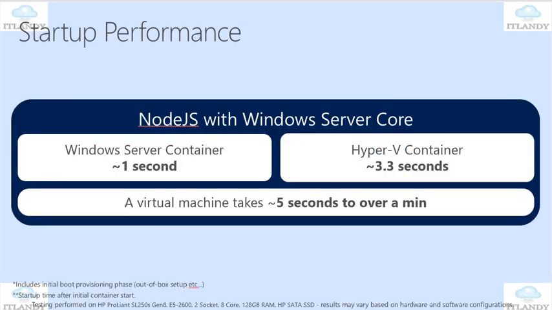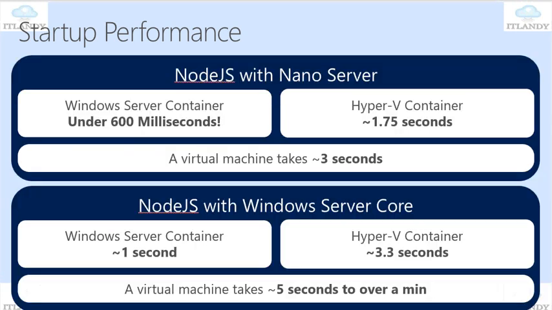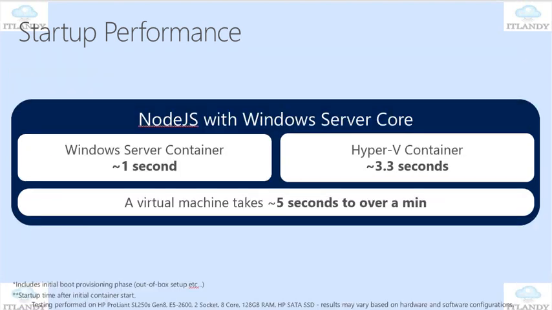Then startup performance, like one of the basic examples, Node.js with Windows Server Core. You go Windows startup 1 second, but hypervisor 3.3 seconds. A virtual machine can take another 5 seconds to run. These are basically some of the baselines. Then we have Node.js with Windows Server Core. And then earlier, if you remember, we mentioned the server core.